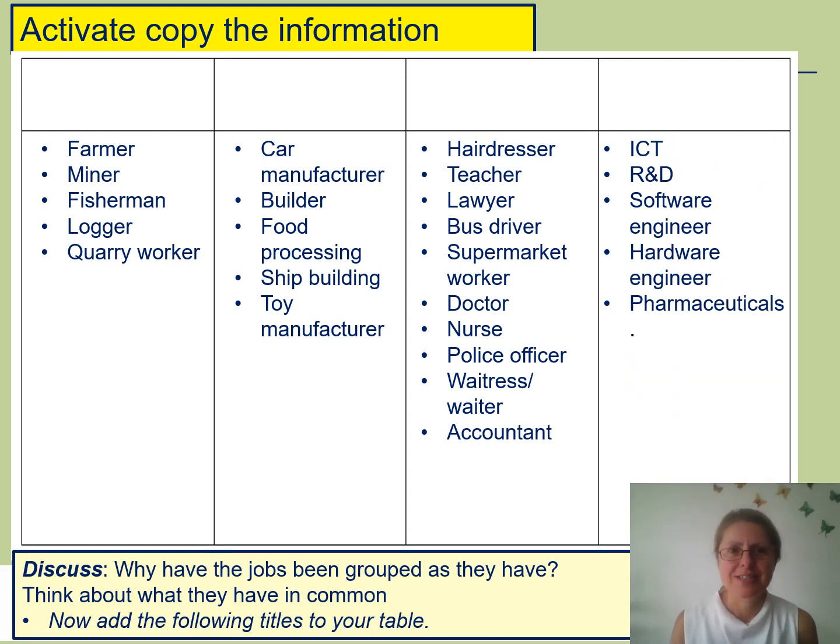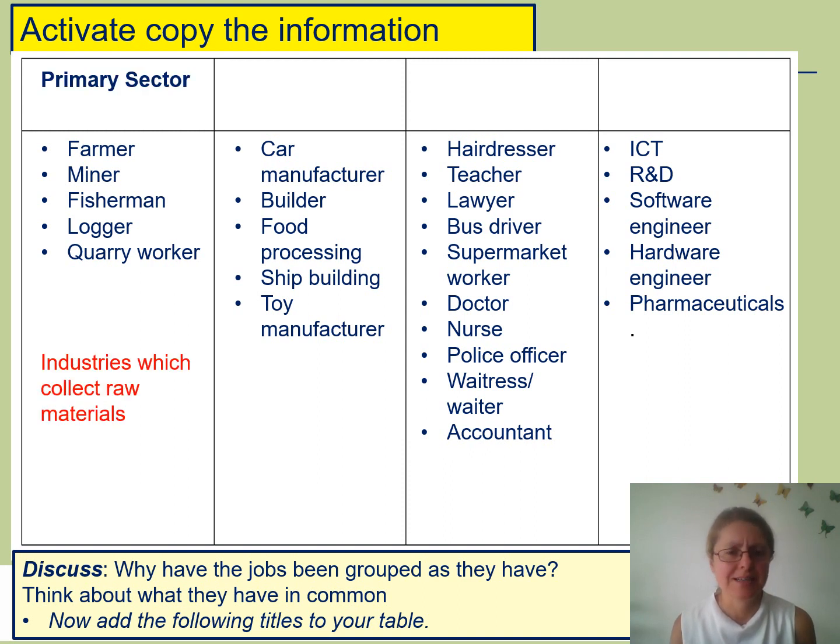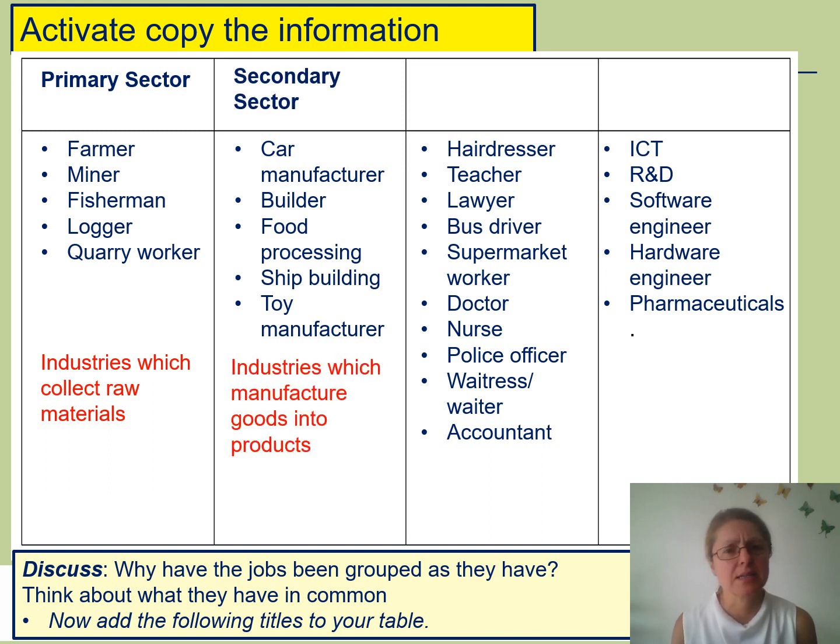So let's look at the answers. With the first column, I hope you picked out that the jobs are collecting raw materials, collecting things from the land. We call this the primary sector. With the second column, you hopefully identified jobs that are actually making things, turning primary goods into something of use, and we call this the secondary sector.